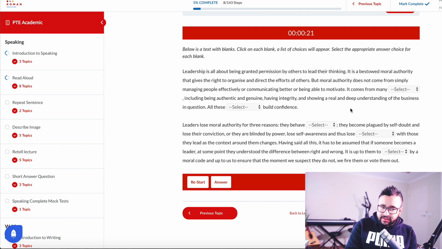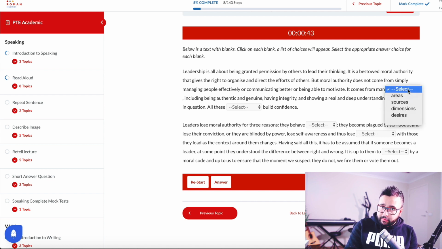So that means these are the things which are coming from this thing. And if I look at the sentence before it, it says, but moral authority does not come from simply managing people. So it does not just come from managing people effectively or communicating better or being able to motivate. It comes from other things as well. Other things which include this and more.